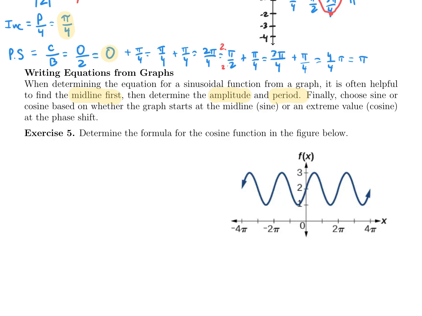You pretty much can use either because they are very similar, the only difference being the phase shift. But let's see what we decide for this first graph. And then the final thing we look for would be the phase shift. So let's go ahead and start with the midline. If you're looking at this graph, you should be able to determine that the midline looks to be right at 2. So let's draw it in.